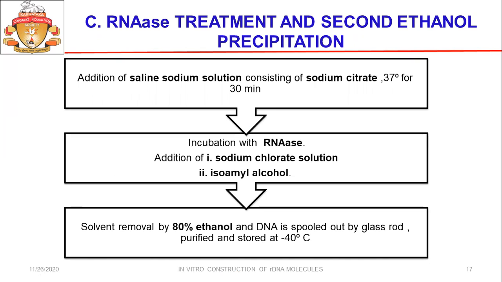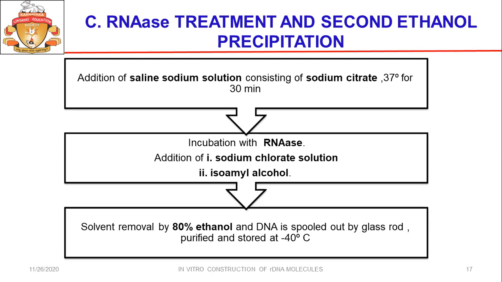This is the third step. In this step, we're going to add saline sodium solution consisting of sodium citrate and incubate it for 30 minutes at 37 degrees Celsius. Now, the function of saline sodium solution is the dissolution of DNA. We're going to dissolve the DNA now. And sodium citrate will check the activity of DNases so that all the DNases will stop performing and the DNA will be dissolved now. Then we are incubating it with RNase.